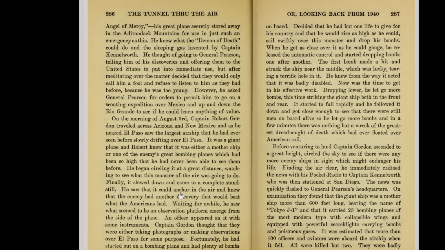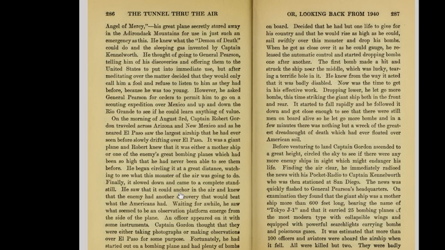Before venturing to land, Captain Gordon ascended to a great height, circled the sky to see if there were any more enemy ships in sight which might endanger his life. Finding the air clear, he immediately radioed the news with his pocket radio to Captain Kenilworth, who was stationed in San Diego. The news was quickly flashed to General Pearson's headquarters.